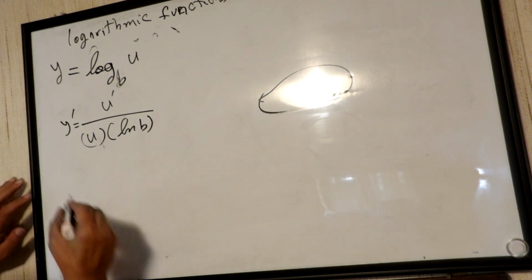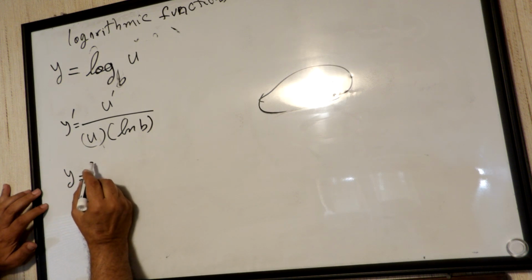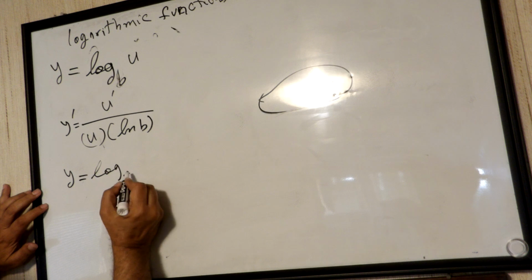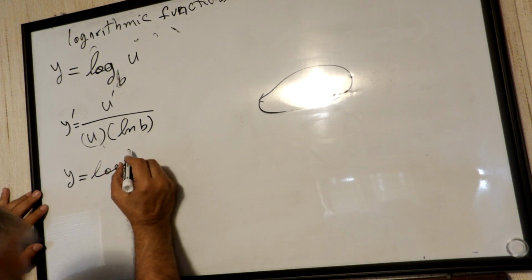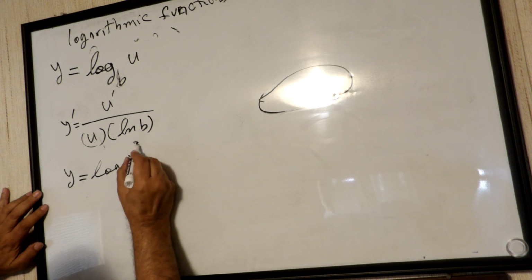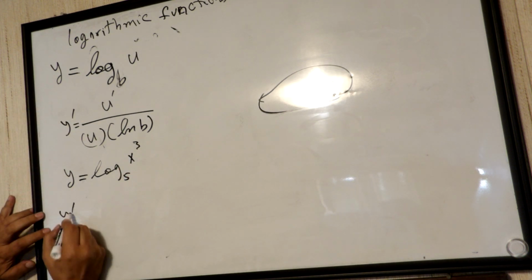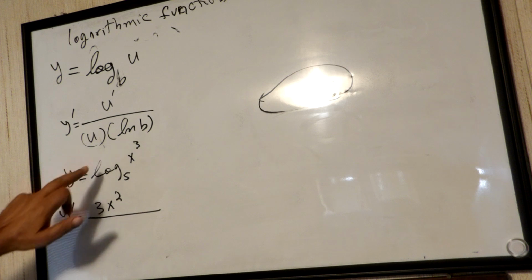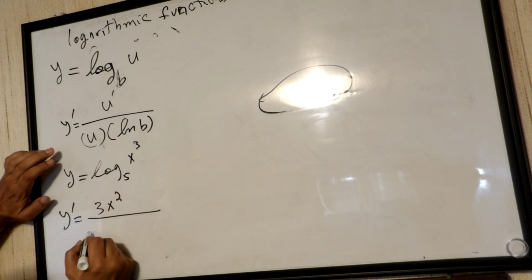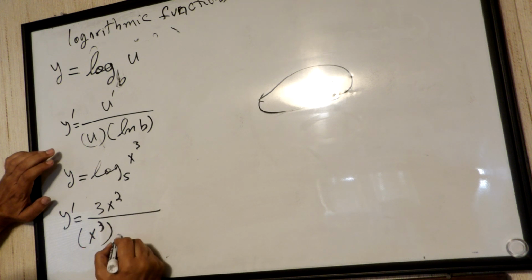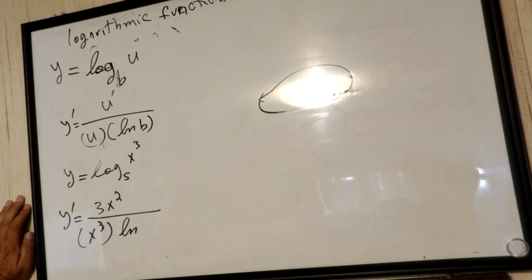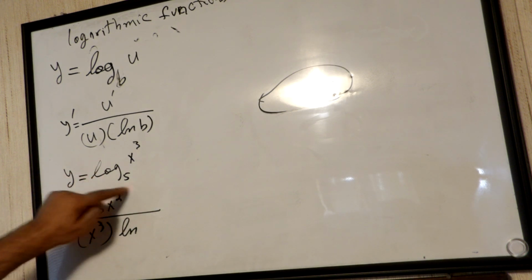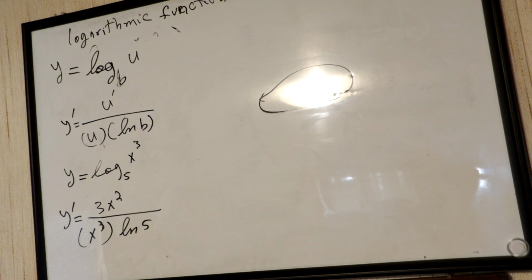So let's write y is equal to log base 5 of x cubed. y prime is equal to u prime, which is going to be 3x squared, and then you write the u, what is u? u is x cubed, and then times ln of what? ln of the base, ln 5. See, these are very easy.